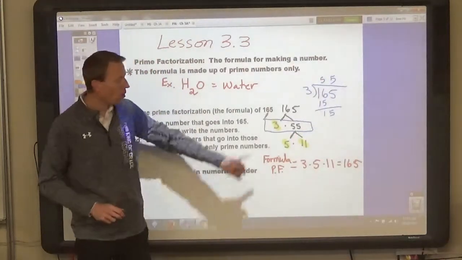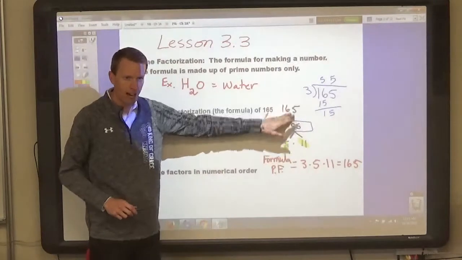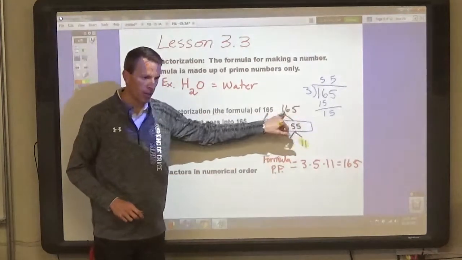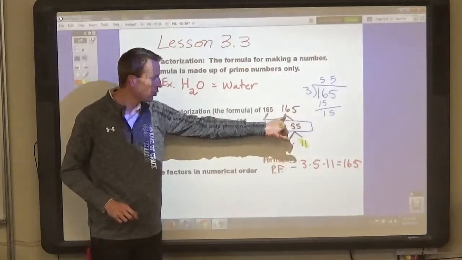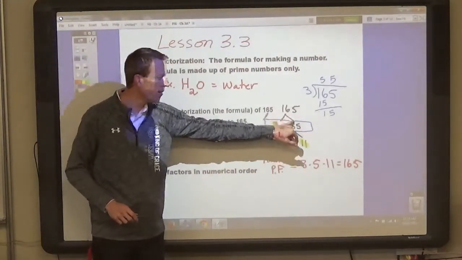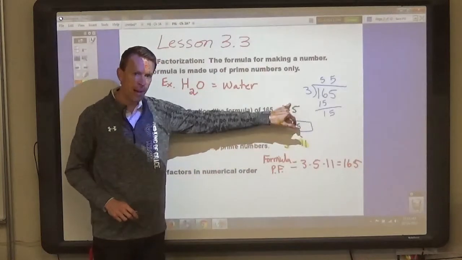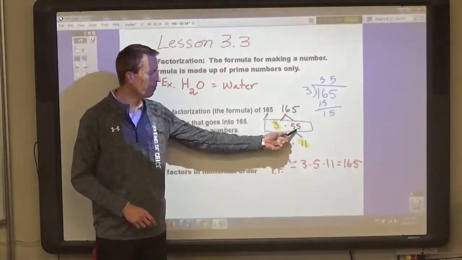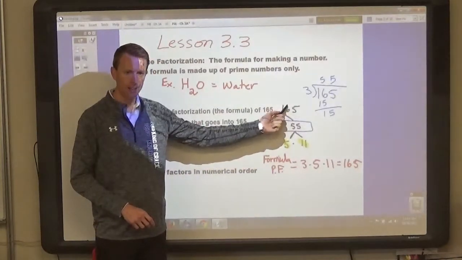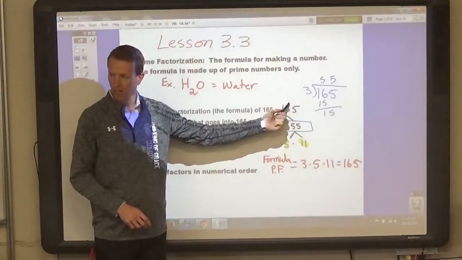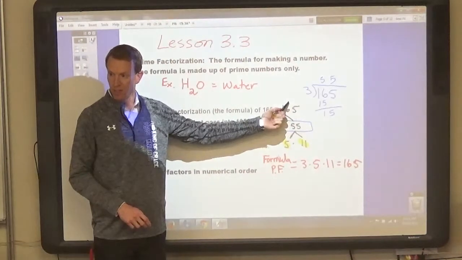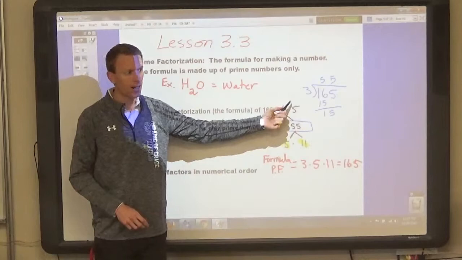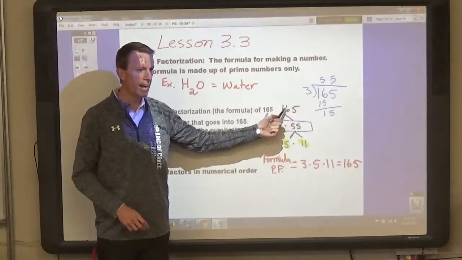165. So, this is called a factor tree. You start by writing down the number. You put 2 lines underneath it because we're going to find 2 numbers that make the number above it. 3 times 55 is 165, right? You with me? How did we find the 3? We added the digits.